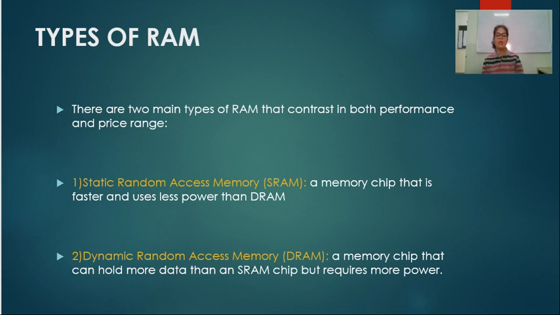Next is dynamic RAM, that is DRAM. A memory chip that can hold more data than an SRAM chip, but it requires more power. So the main advantage of this technology is it has more capacity as compared to SRAM, but it consumes more power. So this is not power efficient, whereas SRAM is power efficient. So these are the two categories of RAM.